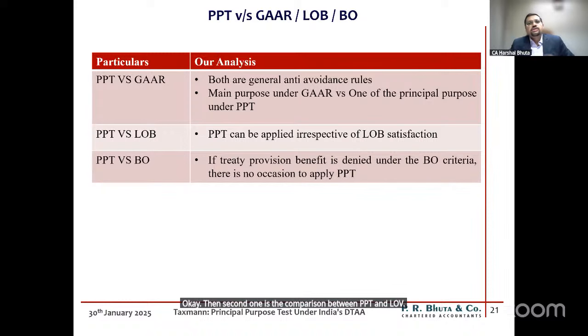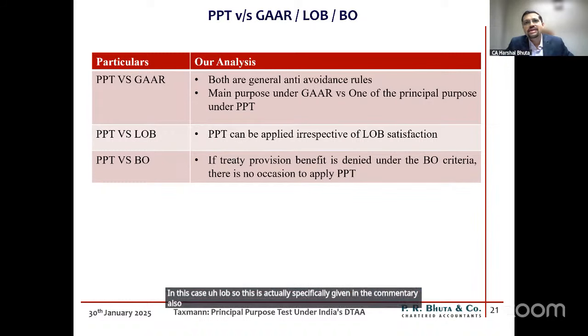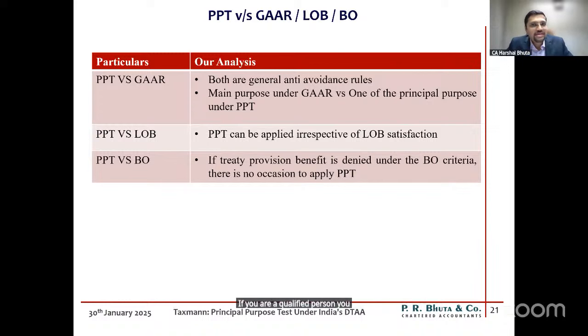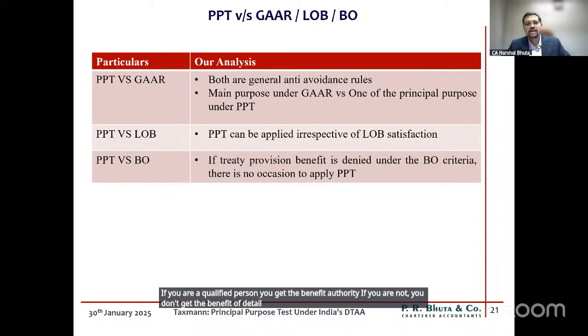Okay. In this case, LOB, so this is actually specifically given in the commentary also. LOB is where it is a general entitlement to the entire treaty. If you are a qualified person, you get the benefit of the DTA. If you are not, you don't get the benefit of DTA. So it is for the entire DTA per se versus PPT is for a specific clause of a specific article of the DTA. So article by article, you have to apply PPT, whereas LOB is for the entire DTA itself.